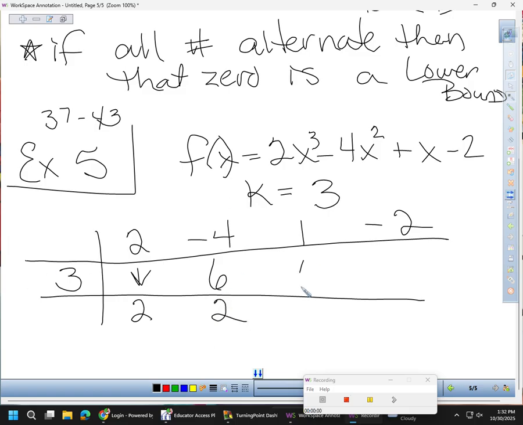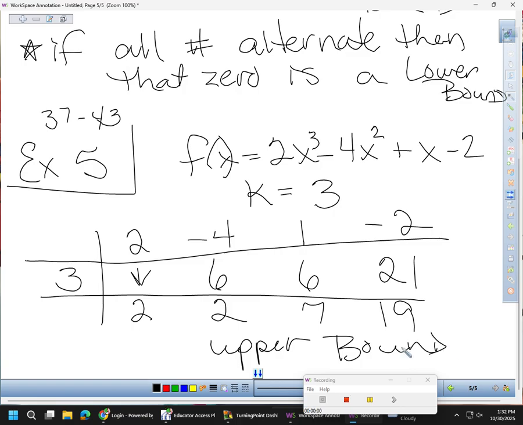3 times 2 is 6. When I add them together, I get 7. 3 times 7 is 21. When I add them together, I get 19. So this is an upper bound, exactly. There will not be any zeros higher than here. Okay?